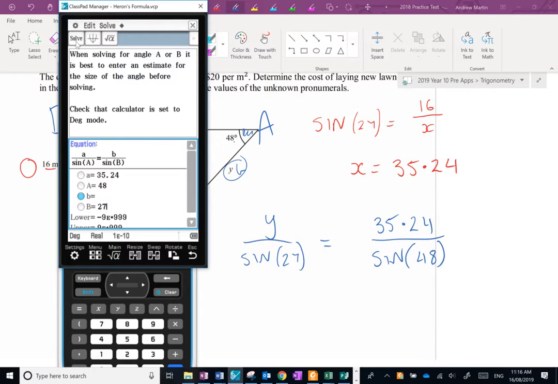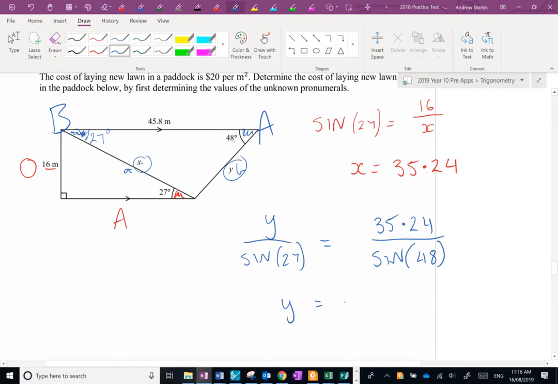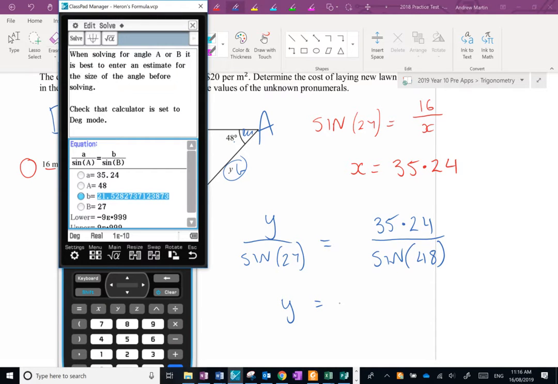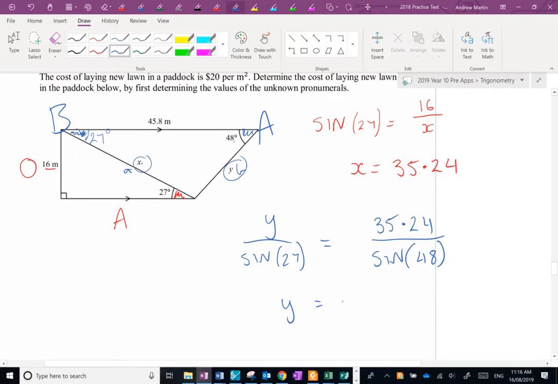So I'll highlight little b, solve. 21.53. So if y equals, is that right? 5.3 if I'm going to, yeah, rounding. 21.53. Okay, so now I've figured out these two bits. Next I need to work out the area of both triangles. Okay.